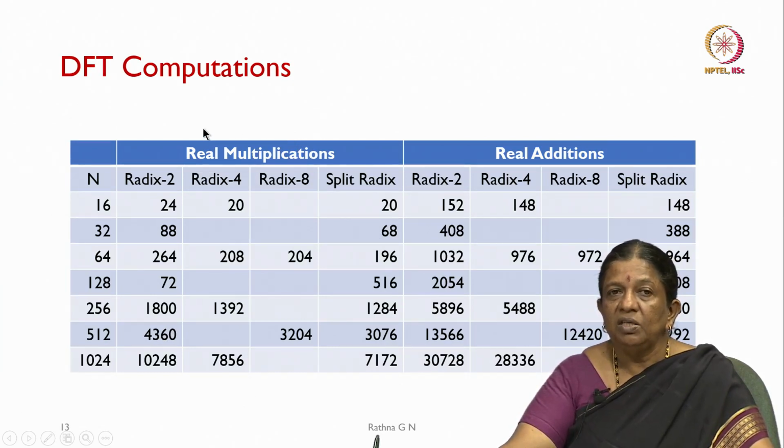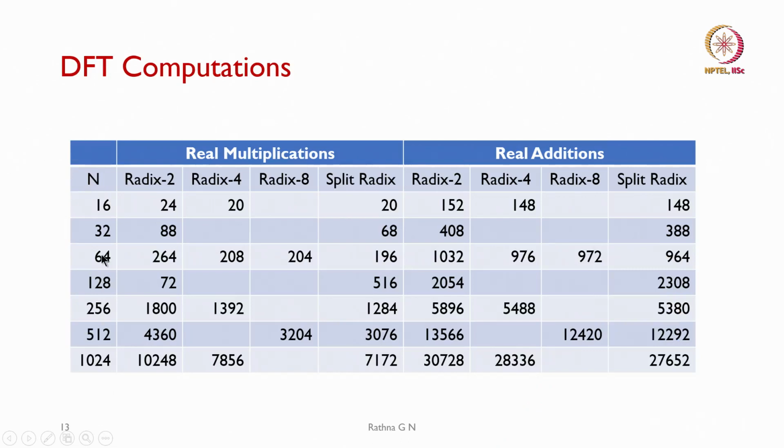Now, different radix implementations can be done. If it is a power of 2, some of them are power of 4, some are power of 8. If it does not fit into any of these categories, we can do the split radix format also. For example, if the order is 2 to the power 12, I can combine radix 8 and radix 4 and do the split radix. That is what is shown in this table.